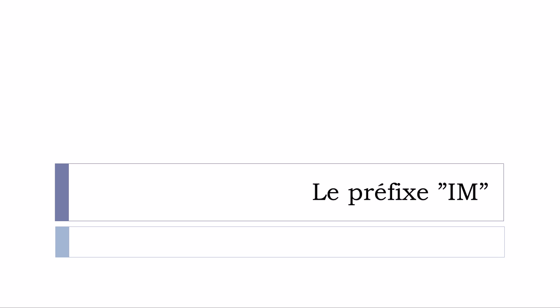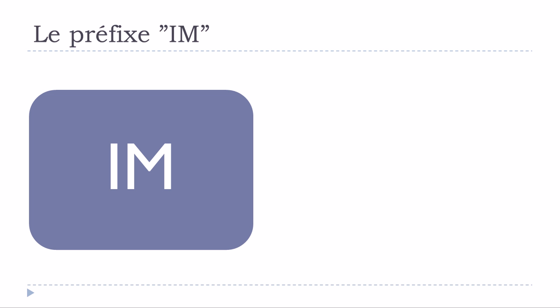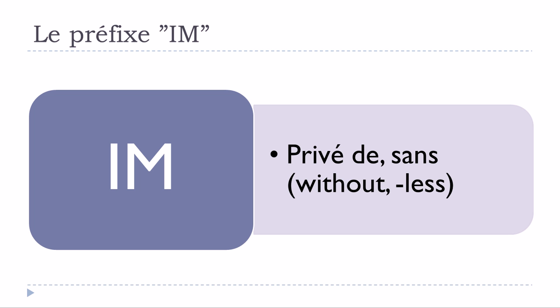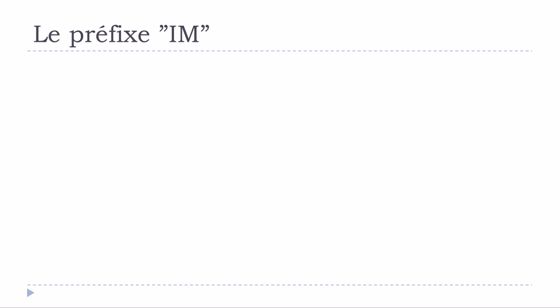Okay, so let's see now. In this lesson, by adding this im at the beginning of existing words, in most of the cases they will start with p. Okay, just for your information, by adding this im you will modify the meaning, and it will mean privé de or sans. Okay, that is the result that you will get by adding this im. Okay, so let's see now a few examples.